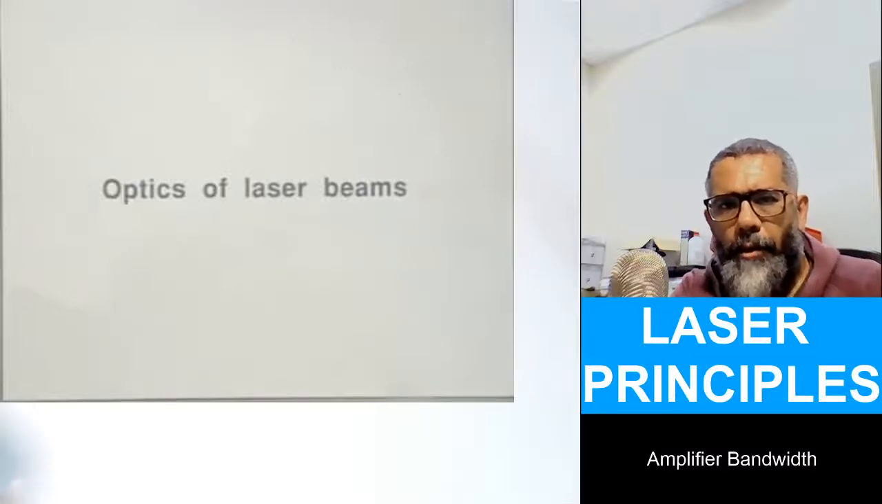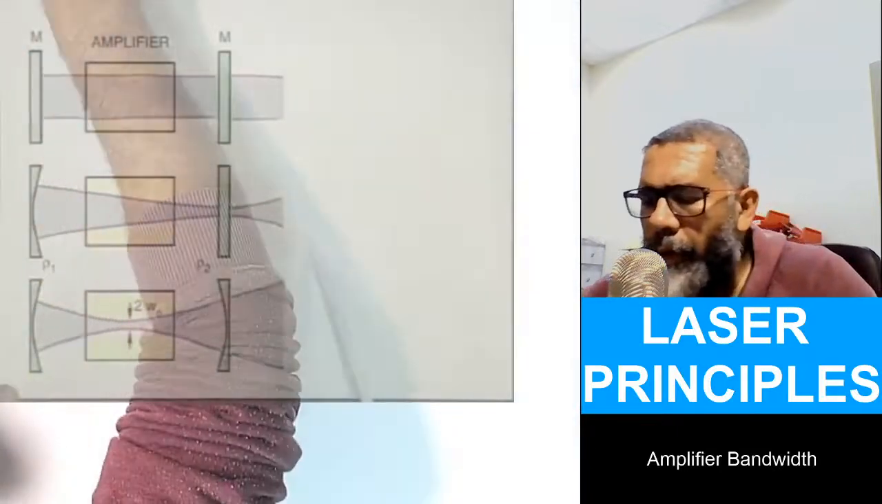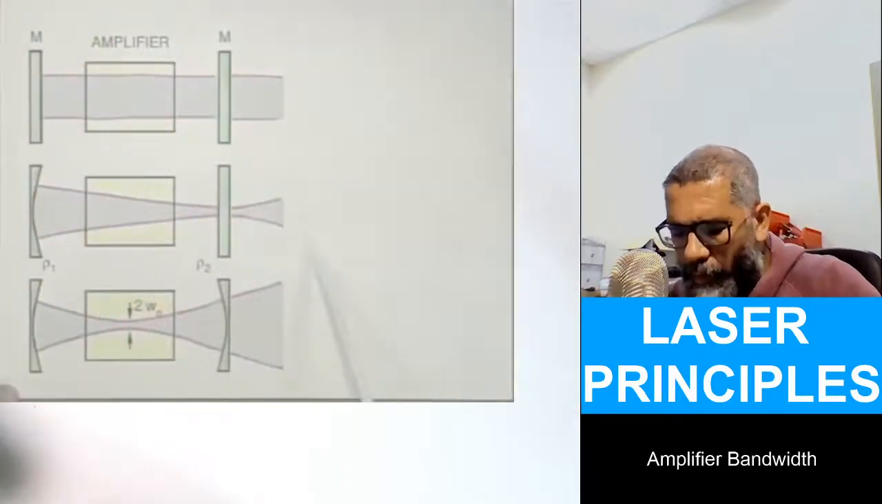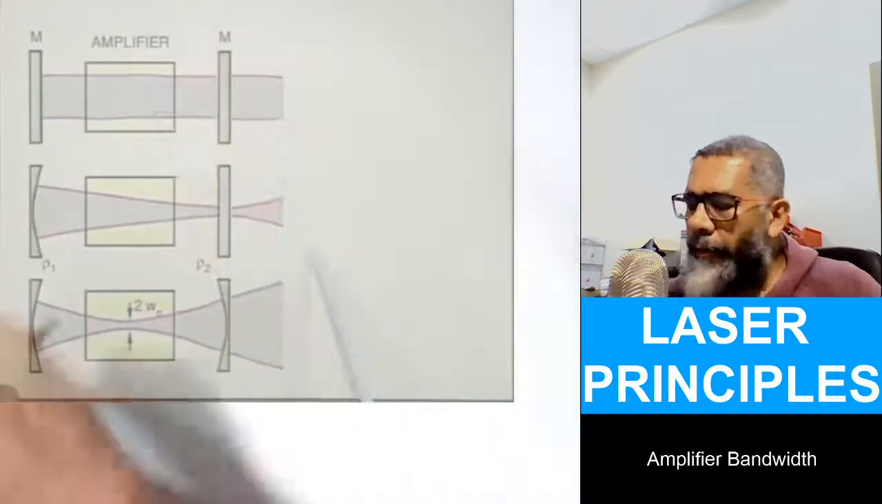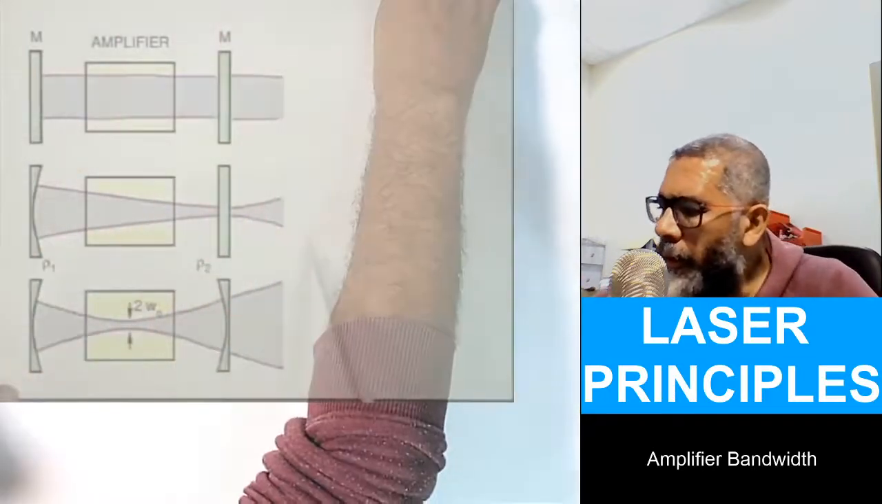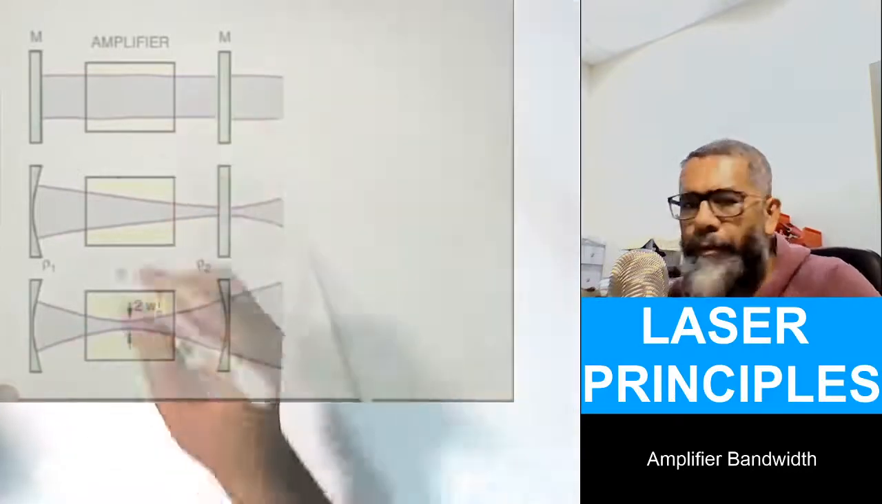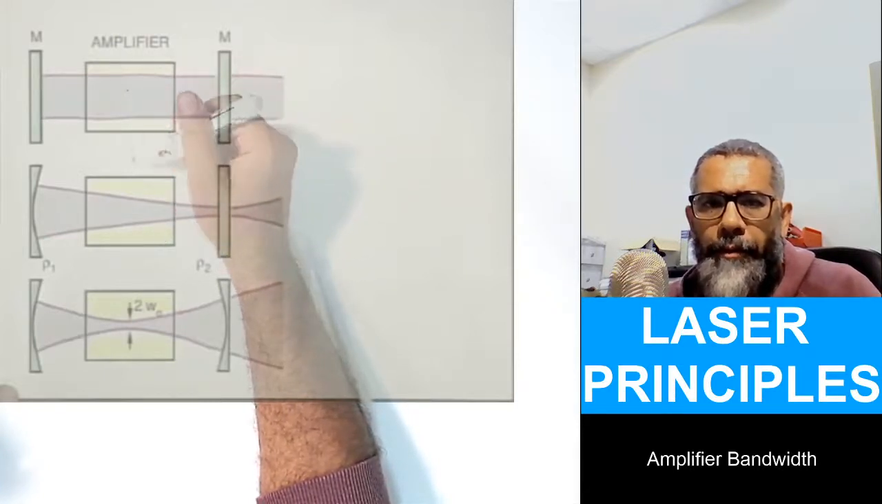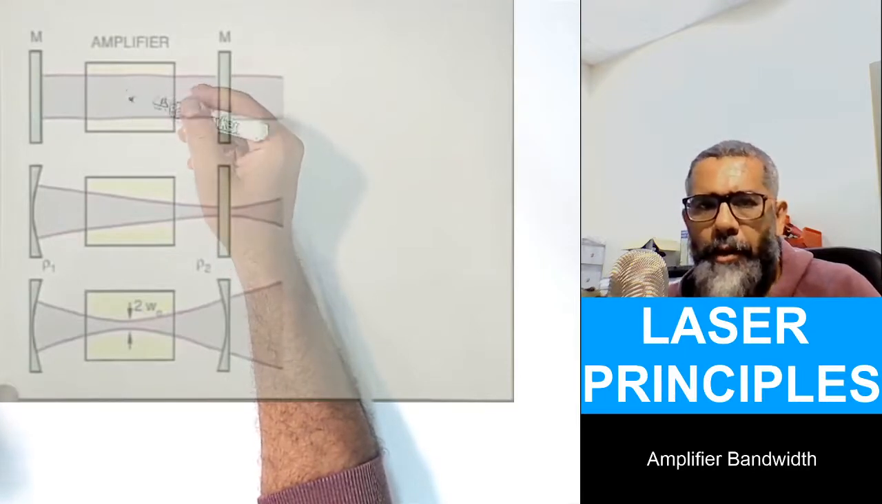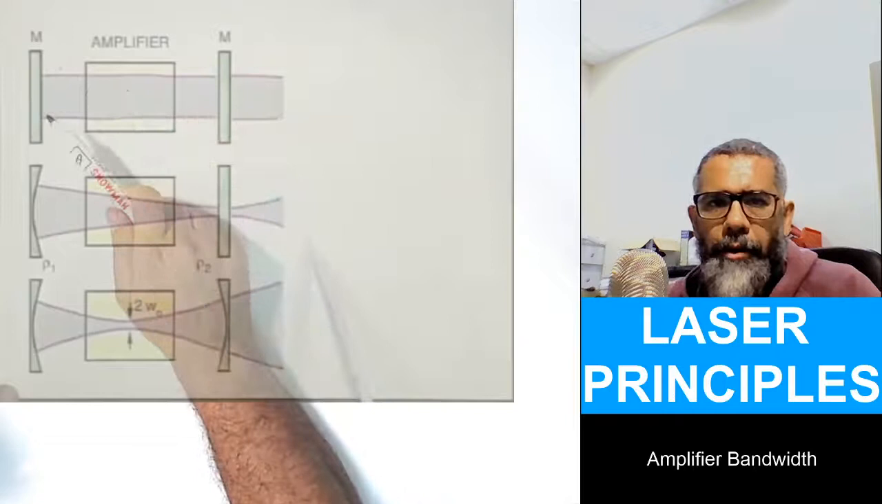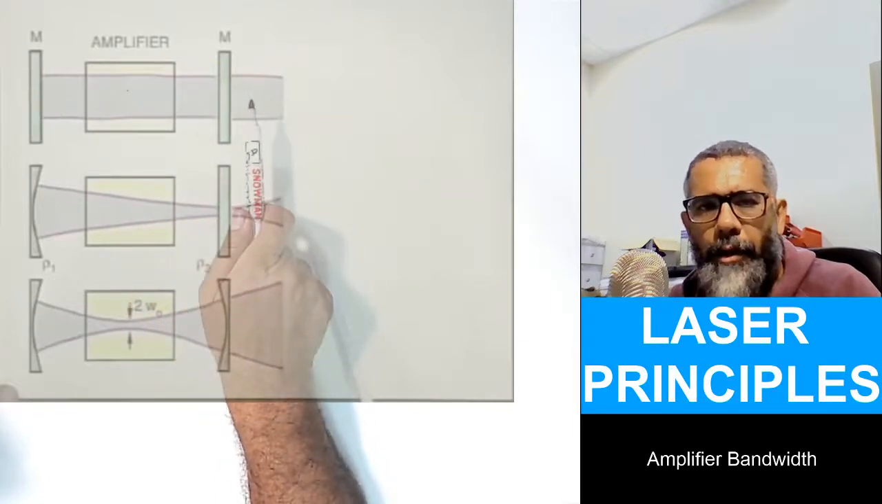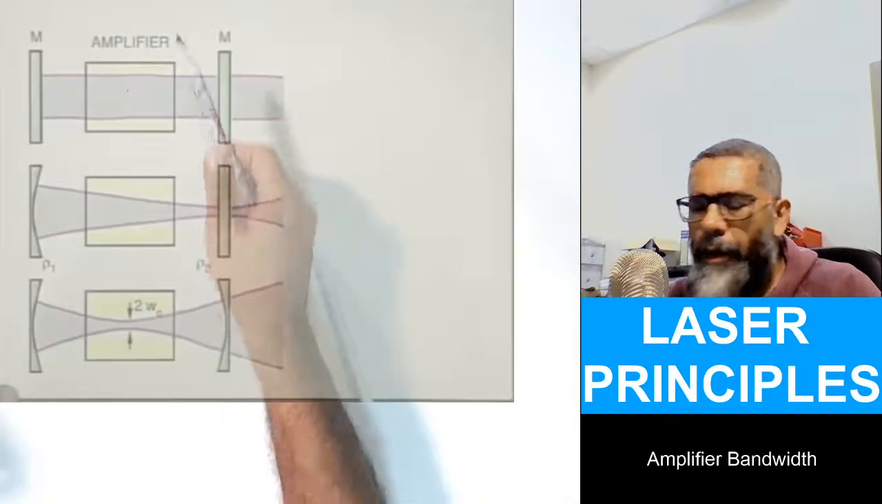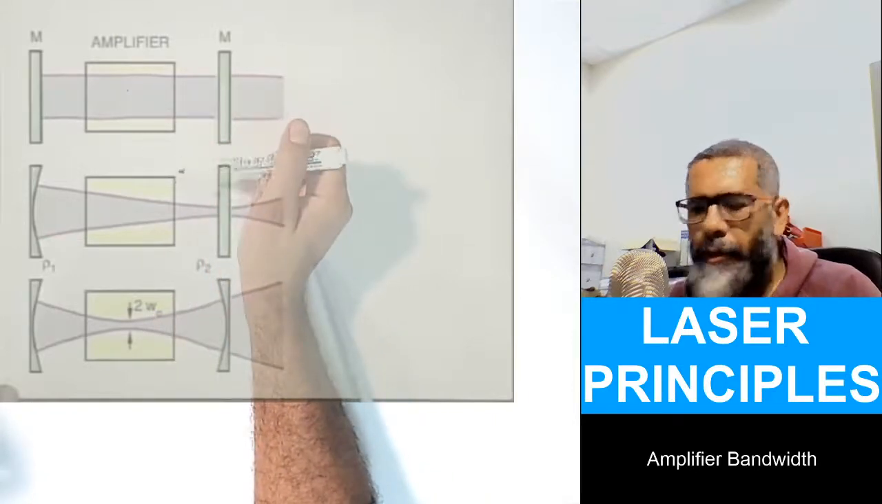Okay, so now let's talk about the optics of laser beams. Here, what you see are two-mirror resonators for all cases. The first resonator has two flat mirrors, and this region is the amplifier region. This yellow part represents the amplifier, the medium in which the laser gets amplified. So in the first case, we see an optical resonator which consists of two mirrors, and together with the amplifier it makes up the laser.